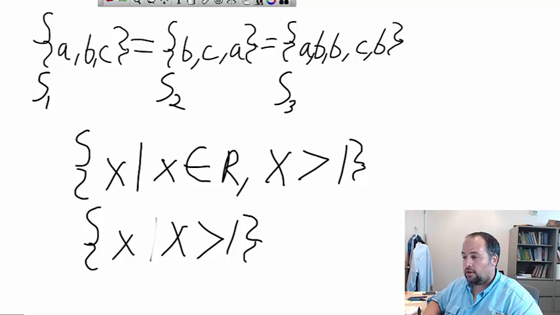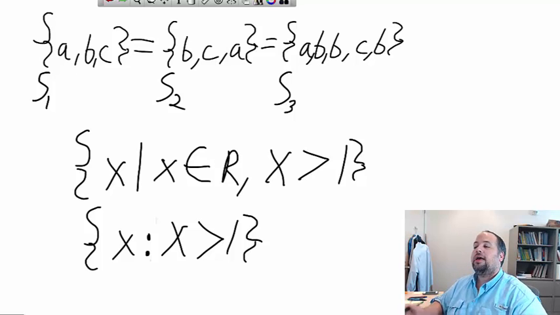Sometimes the bar is not used, and instead kind of the colon is used as a shorthand. They all mean the same thing, right? x such that x is a real number and it's greater than 1.